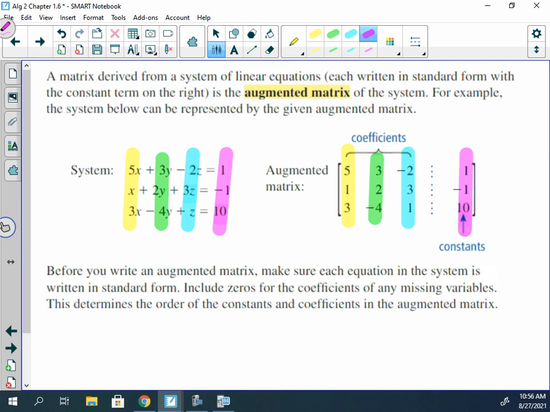Before you write an augmented matrix, make sure the equations in the system are written in standard form, including zeros for the coefficients of any missing variables. Now, if it only has X and Y in all three, then we just need X and Y. We don't need X, Y, Z. If X, Y, and Z appear at least once in the three equations, we need X, Y, Z placeholders in all three. So if one is missing, that's fine. But if we just have two equations with X, Y, we don't need Z. We only need it if it is listed at least once.